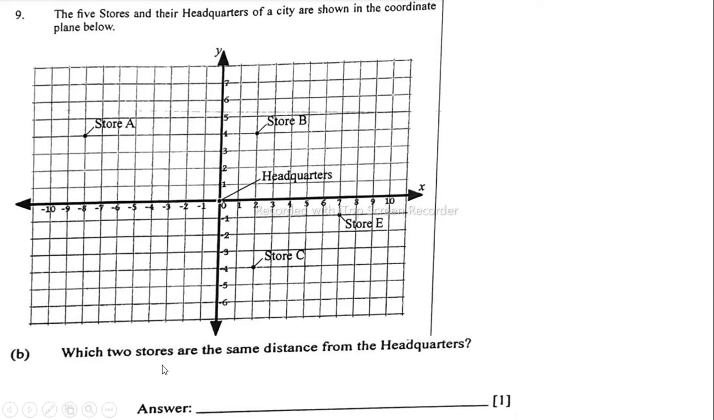So which two stores are the same distance from the headquarters? Star B and Star C. How much distance away are they? 1, 2, 3, 4. Four units away, and this is 1, 2, 3, 4. Four units away. So Star B and Star C.